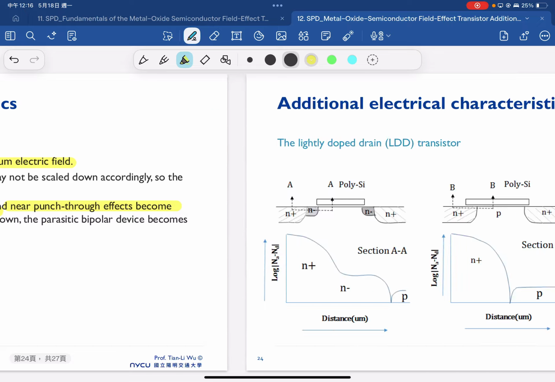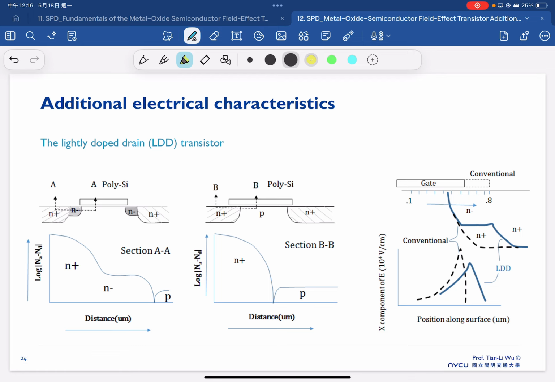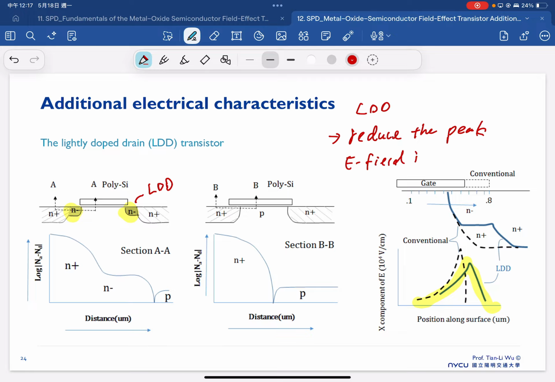So therefore, we will normally try to design the transistor with what we call the lightly doped drain here and here. To understand this in a very short way, the LDD can reduce the electric field as shown here. Once the electric field is reduced, then we can avoid the breakdown. So LDD can reduce the peak E field in the drain side.